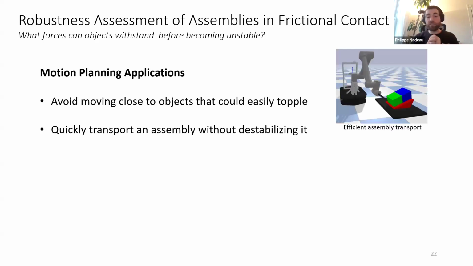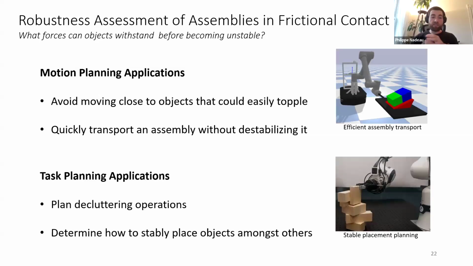And motion planning applications include avoiding moving too close to objects that could easily topple and transporting an assembly as quickly as possible without destabilizing it. Task planning applications include enabling a robot to plan decluttering or disassembling operations, as well as stable placement planning. And my work provides the first efficient robustness assessment method that can be used with any assembly of rigid objects.